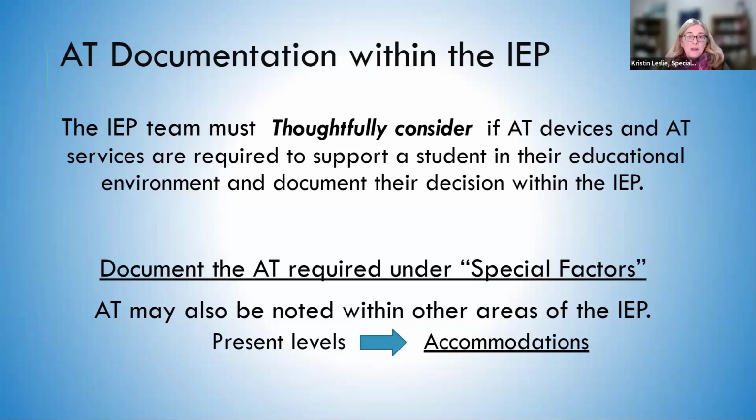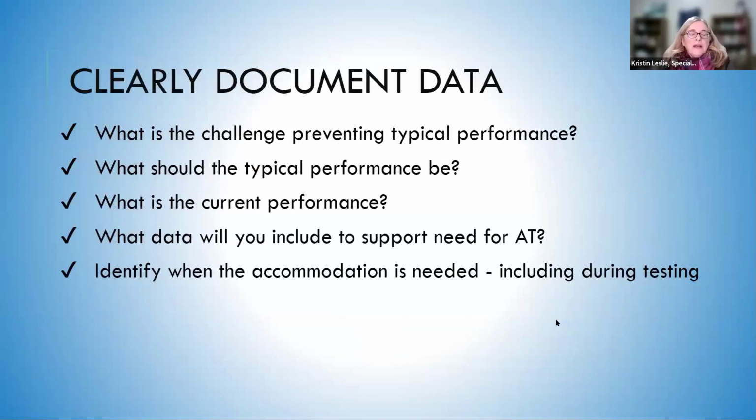It's documented under the special factors, and it could also be noted in other places in the IEP. We need to be reflecting in that special factors section if it's required or not. We need to be asking ourselves, specifically related to that student, is that assistive technology required for the student to access their general education curriculum or to make progress on their IEP goals and towards state standards? So we want to clearly document with data.